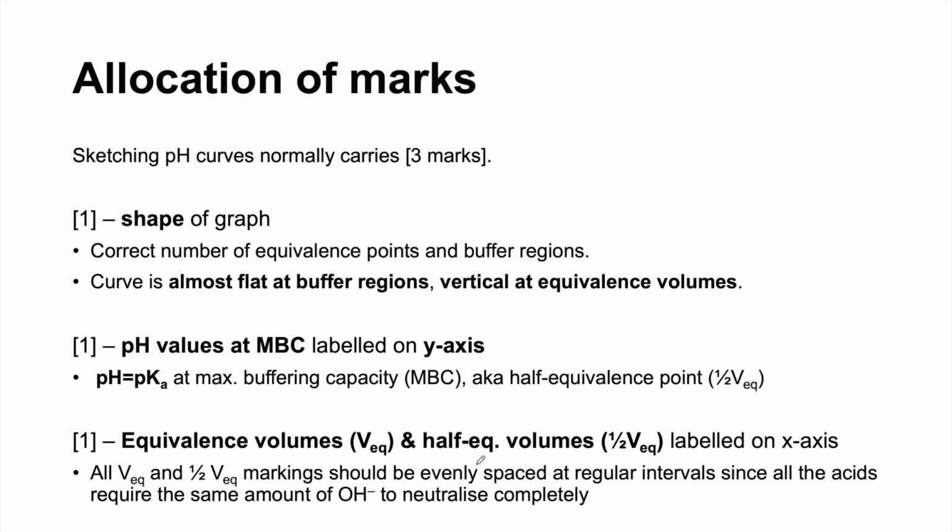Okay, so this is the allocation of the marks. Normally the sketching of the pH curves carries 3 marks, and it's slightly different from what you would expect out of the normal monoprotic weak acid strong base graph. The marks here go to the shape, so you need to have the correct number of equivalence points and buffer regions. Remember that H plus and OH minus react together in a 1-to-1 ratio. H plus plus OH minus becomes H2O.